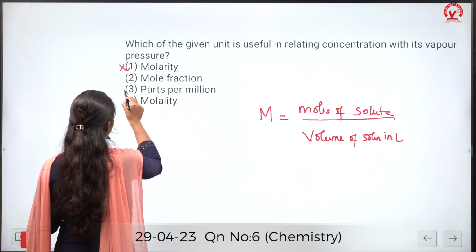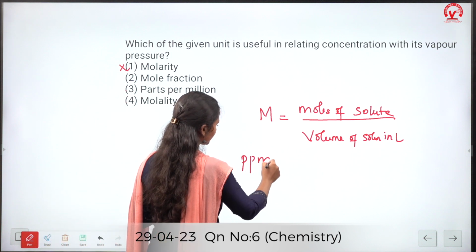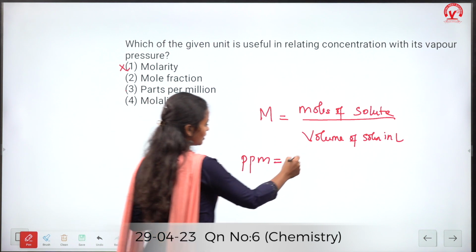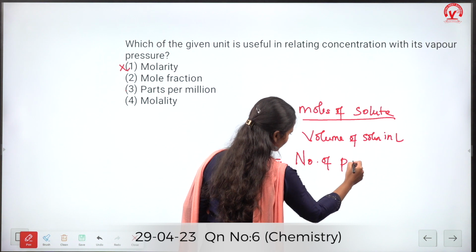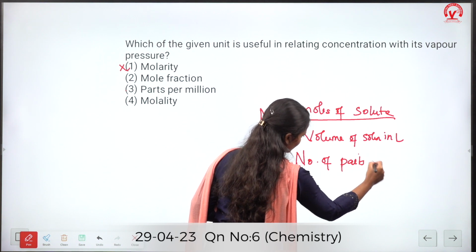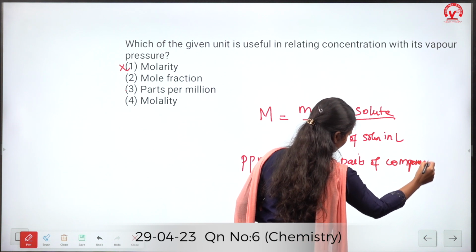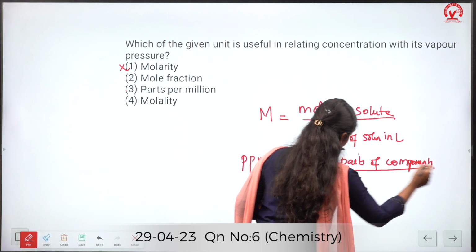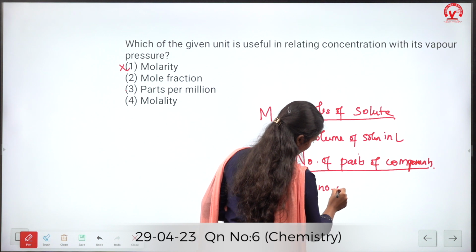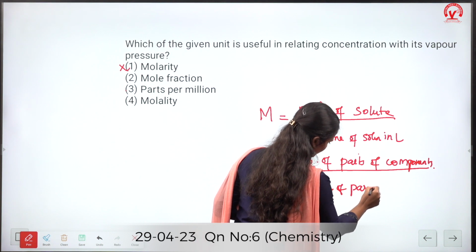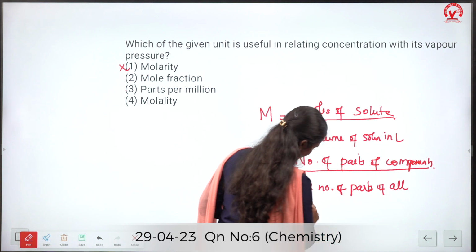In the third option, parts per million, ppm. ppm means parts per million, which means the number of parts of a component by the total number of parts of all components in the solution.